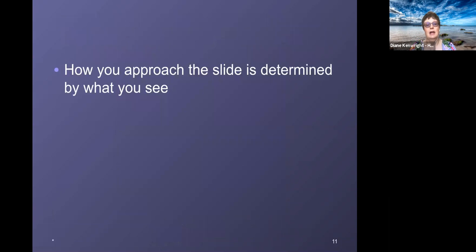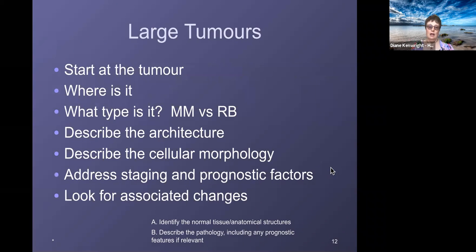All right, so how you approach a slide is determined by what you see. So you have to look really, really carefully at low power to determine what you're going to do next. So now we're going to zoom down a bit, right? So this is the next step. We've observed what we see at low power. And if we see a large tumor, the next thing I usually do is go to the tumor. We want to get writing about the tumor. Where is it and what type is it? Fortunately, you only have two choices pretty much.